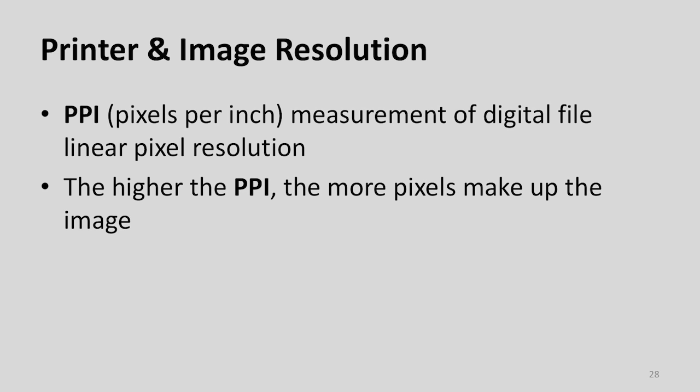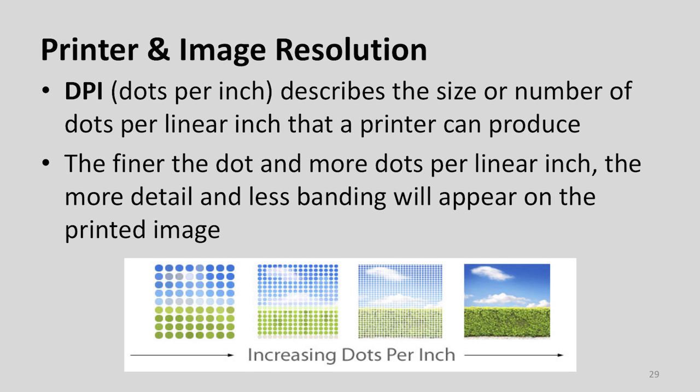So let's just have a look quickly at some printer and image resolution terminology. PPI refers to pixels per inch, and I'm sure you know this already, and it's a measurement of digital file linear pixel resolution. The higher the PPI, the more pixels that make up the image. DPI refers to dots per inch, and it describes the size or the number of dots per linear inch that a printer can produce. The finer the dot and the more dots per linear inch, the more detail and the less banding will appear on the printed image.